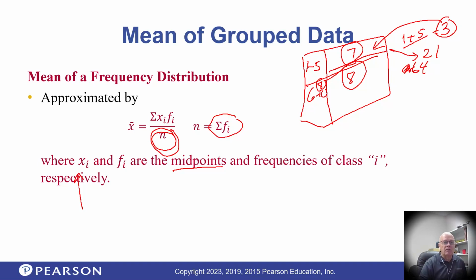So the midpoint for each class times the frequency of the class, multiply those two together. Actually, I guess we could call this x sub i times the frequency of that one, sorry. And then we'll add all those up, divide by how many we've got total, and that would be the mean of your frequency distribution.